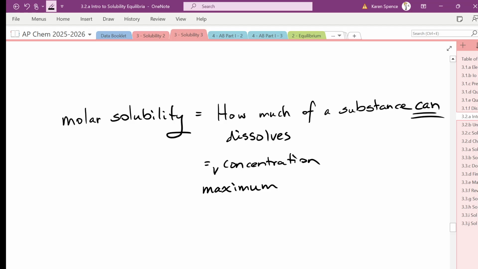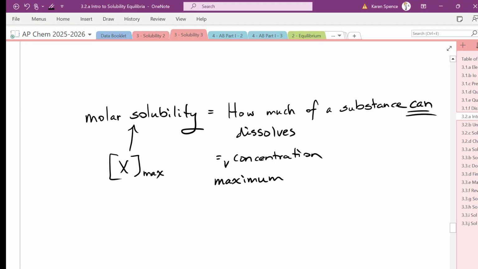Okay. So it's not just any old concentration. It's not just like chuck some in and that's the molar solubility. This tells you how much can dissolve, what is the maximum we can actually dissolve. So that is our molar solubility. It is a concentration. So molar solubility is the concentration of substance, whatever it is. Okay, it is a concentration. Maximum.